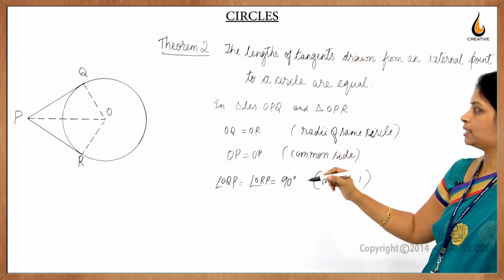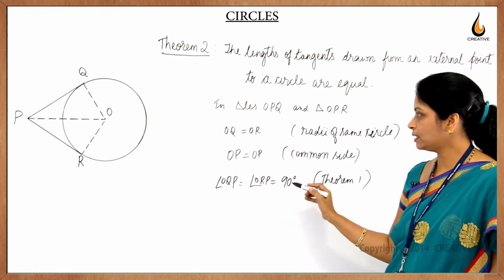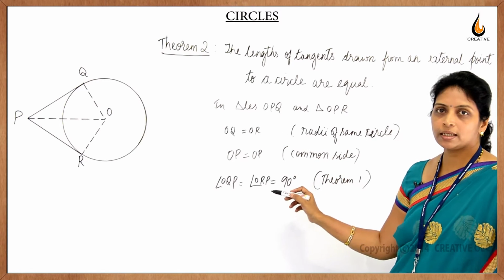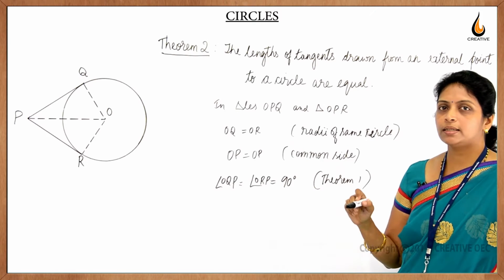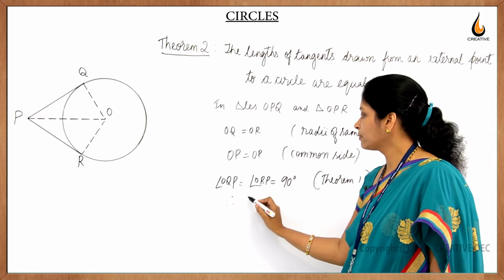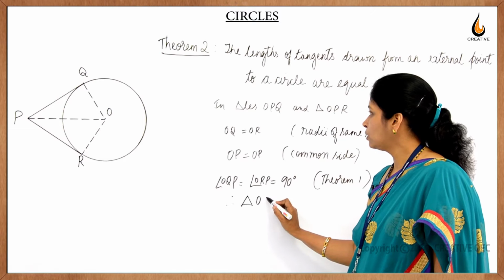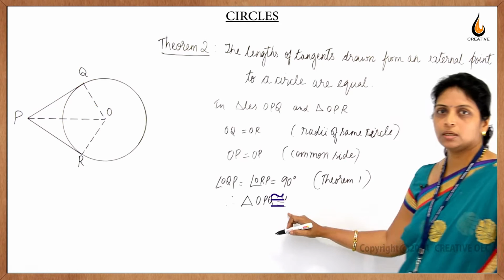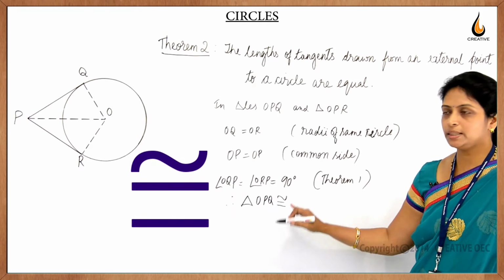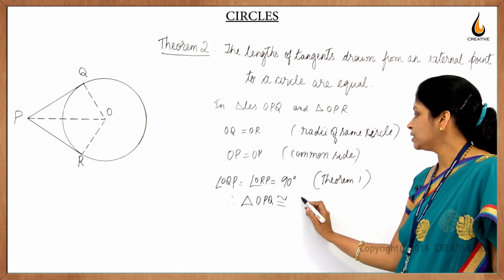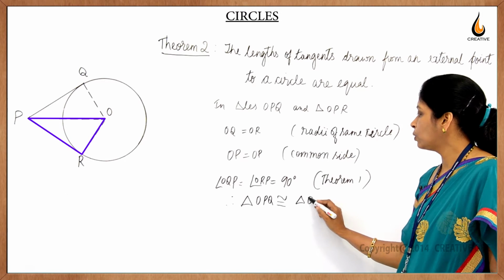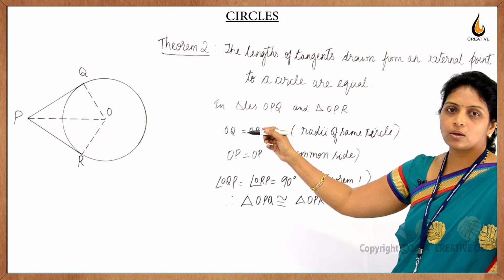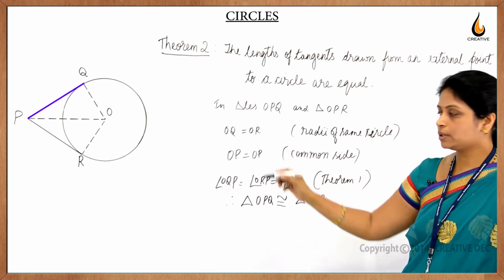Now considering these three, that is two sides and one angle of the two triangles are equal. So when two sides and one angle are equal, we can say that the two triangles are congruent. Therefore triangle OPQ is congruent, this is the symbol we use to say that they are congruent. Congruent means they are equal. Triangle OPQ is congruent to triangle OPR. So the two triangles are congruent. When the two triangles are congruent, we can say that PQ is equal to PR.